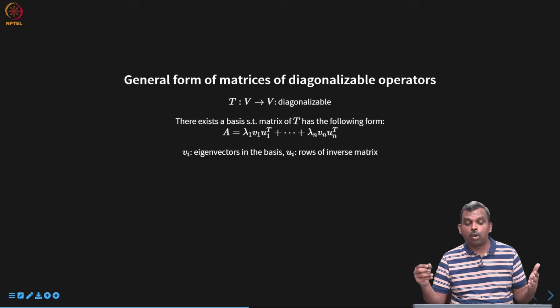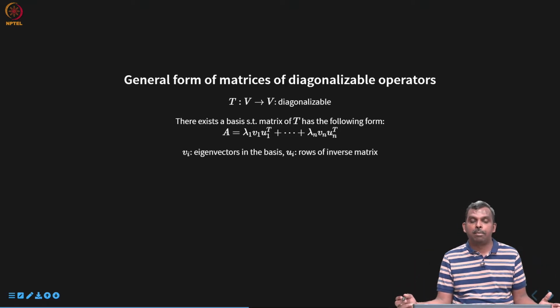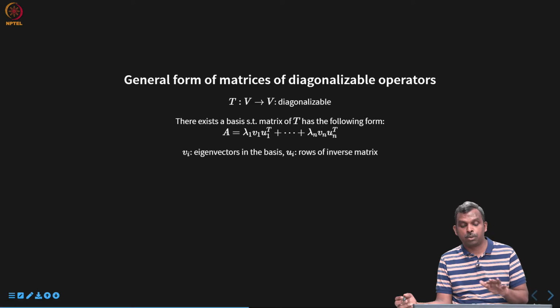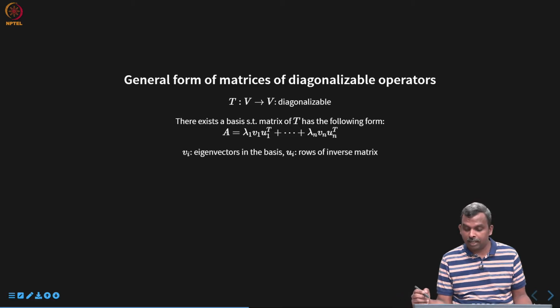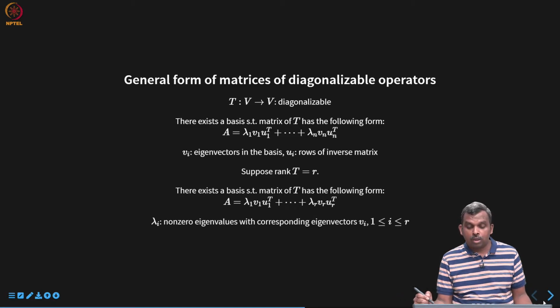So one can think of now a general form for matrices of diagonalizable operators. Any matrix which is diagonalizable is going to have this form: lambda 1 v1 u1 transpose, where vi are the eigenvectors in the basis and ui are rows of the inverse matrix. That's very clear. Now there is a connection between this expression and rank. When you want to fix the rank of a diagonalizable matrix as R, it's enough if you take R such terms in the expression.